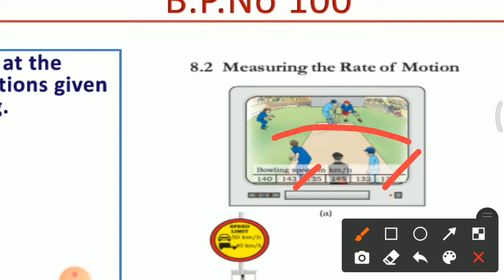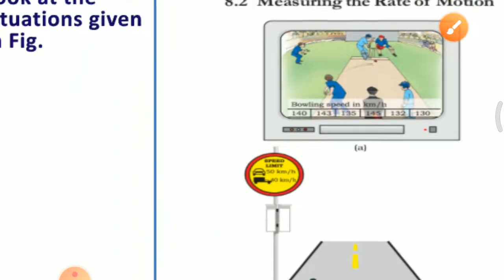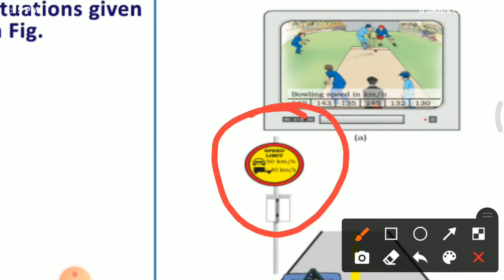What is the meaning of these statements? Why are they given here? And the same also, if you take a signboard, they give 50 kilometer per hour or 40 kilometer per hour. For different vehicles, they give different values. So what is the meaning of this value? What do these symbols indicate?